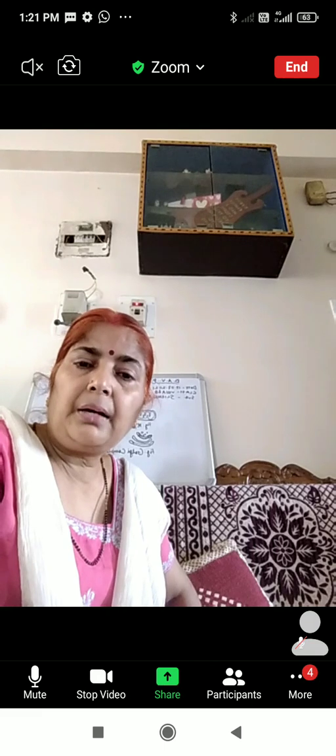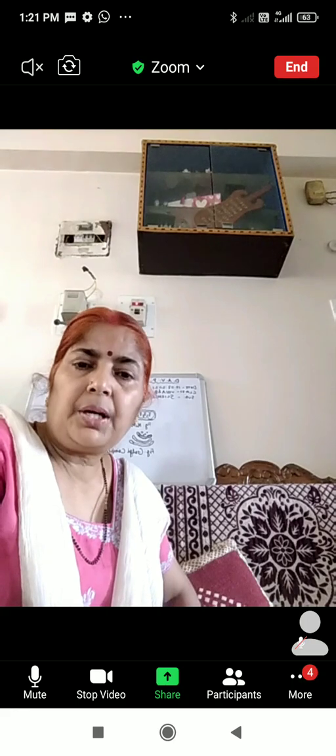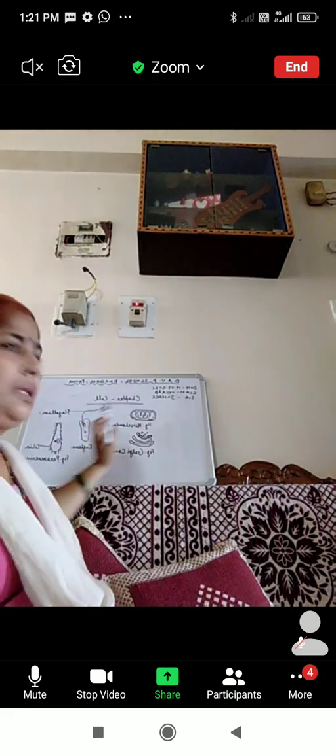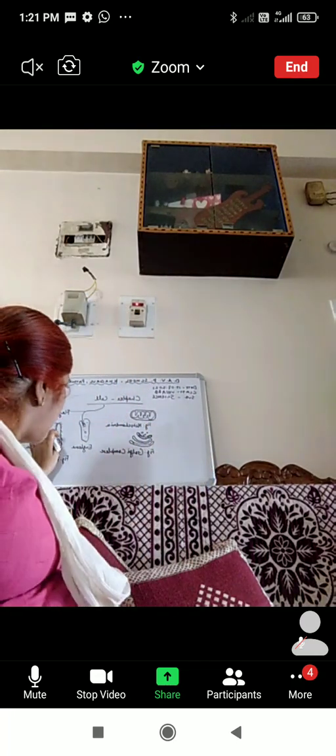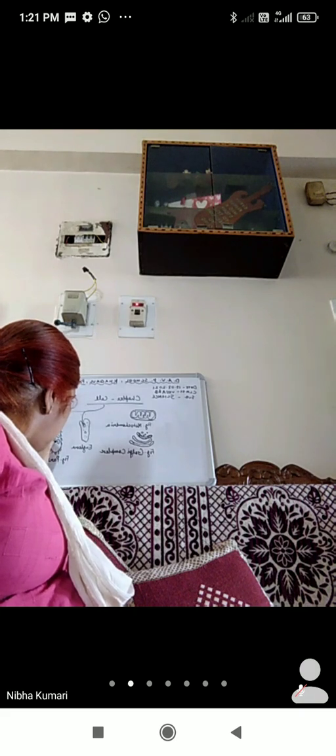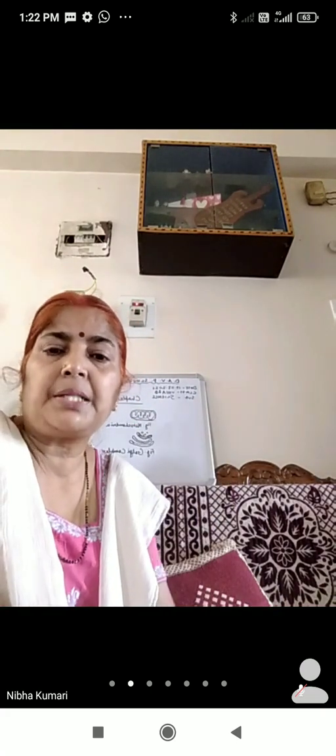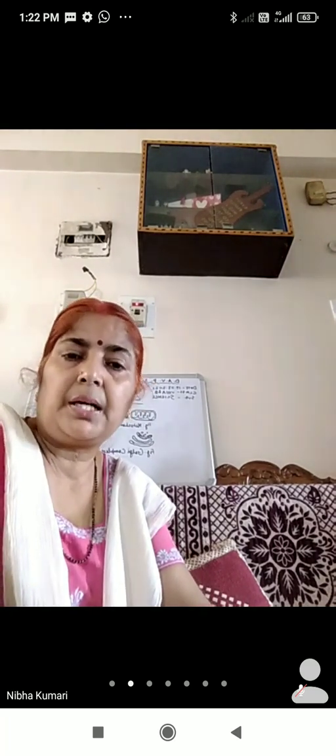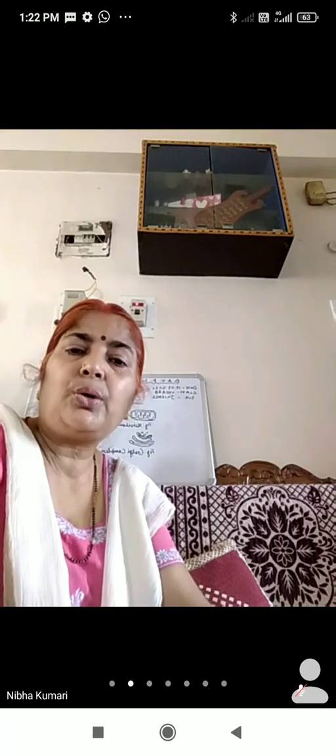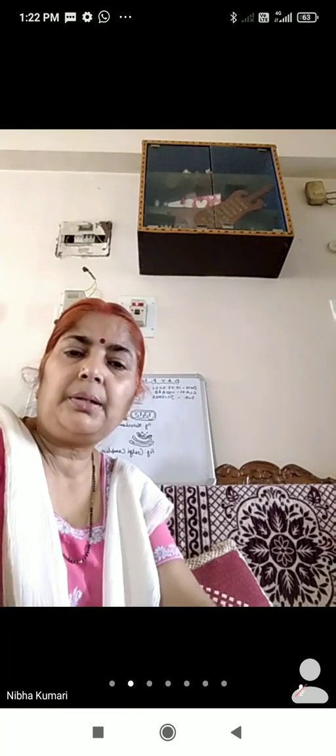And cilia and flagella also help in collection of food. Suppose this paramecium is in the water, and in the water some algae are there. Then this paramecium can collect this algae with the help of cilia. Food enters the body of the paramecium with the help of cilia. So cilia and flagella both help in locomotion and collection of food. Did you understand?